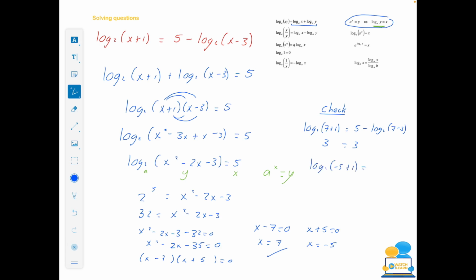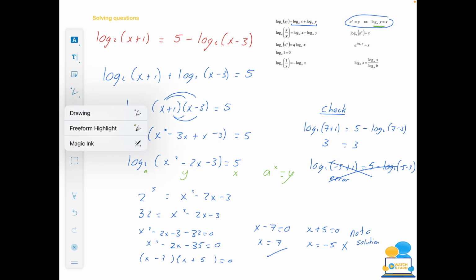Now, I'm going to try the other one. So log to base 2 of minus 5 plus 1 is equal to 5 minus log to base 2 of minus 5 minus 3. Okay, now I'm going to try and put that into my calculator. So log to base 2 of minus 5 plus 1. When I try and put this into my calculator, I get an error. Why do I get an error? It's because you can never have a negative number inside the log. So this here can never be negative. Minus 5 plus 1 gives me minus 4. Can't get the log of a minus number. So basically what we need to do is cross this out and mark it as not a solution.